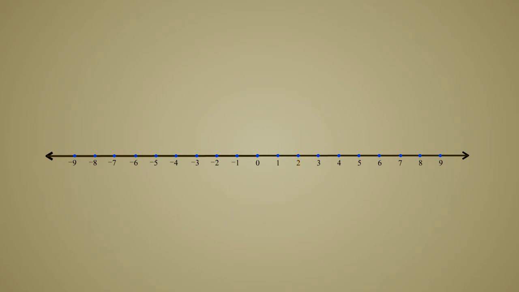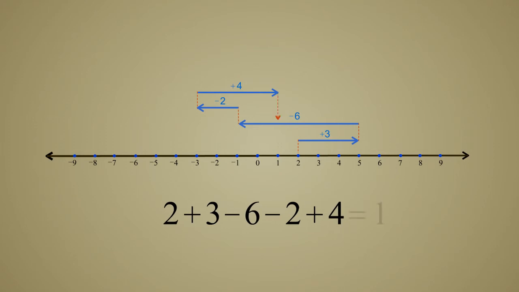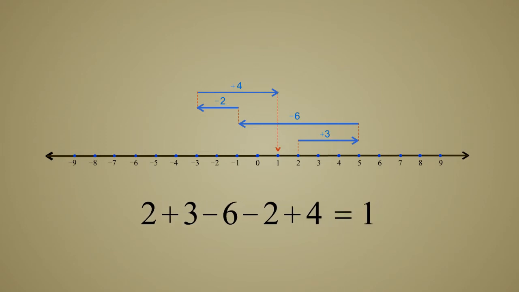For example, the problem 2 + 3 - 6 - 2 + 4 is a set of instructions to start at 2 on the number line, then move to the right 3 units, then move to the left 6 units, then left another 2 units, and finally to the right 4 units. At the end of the journey, you will be at the 1 position.